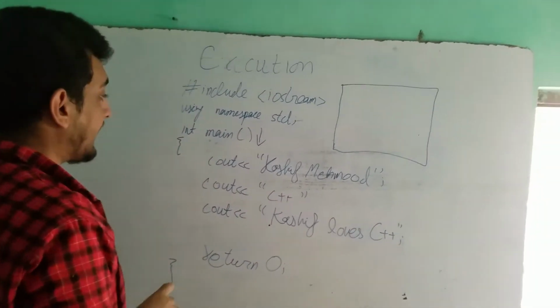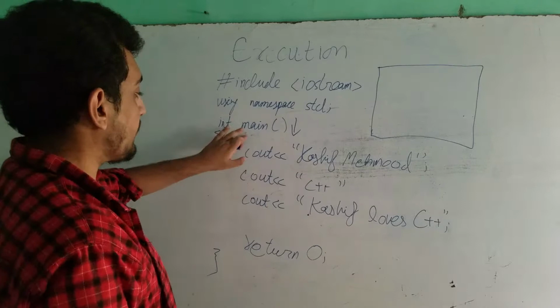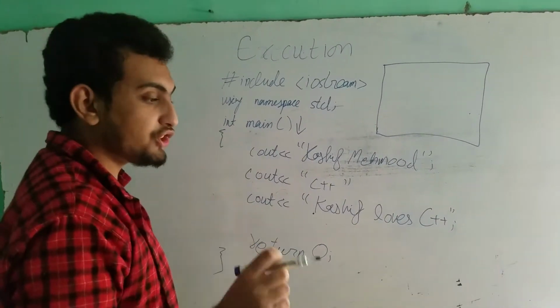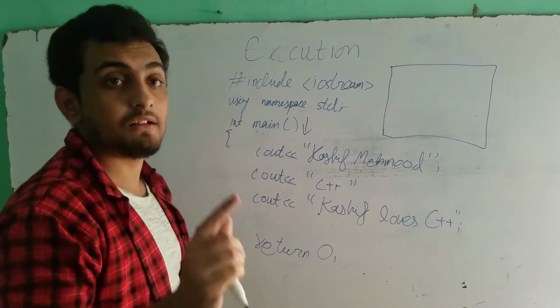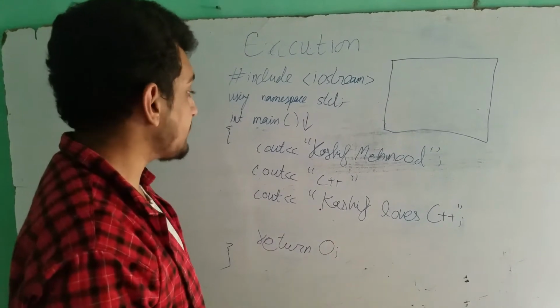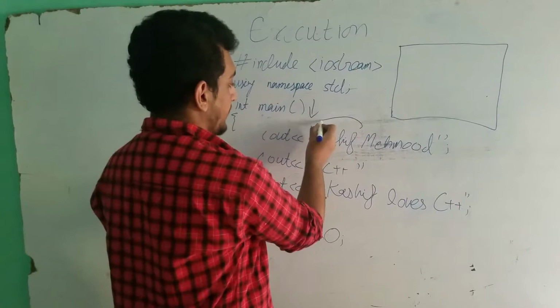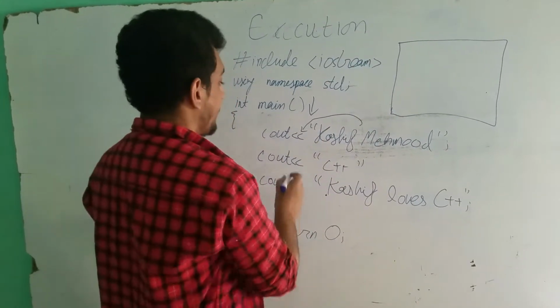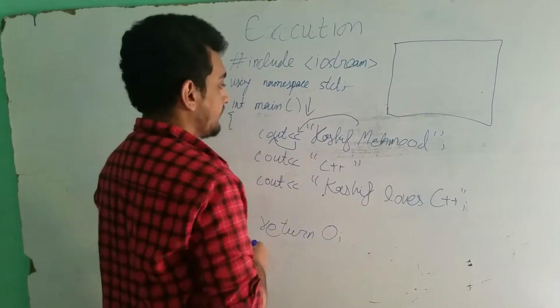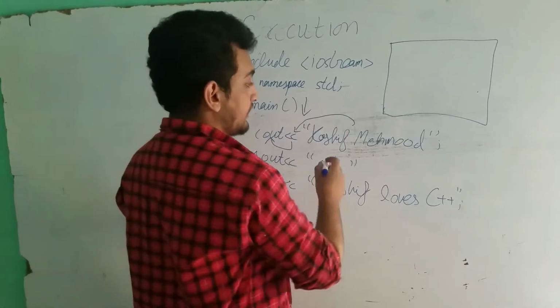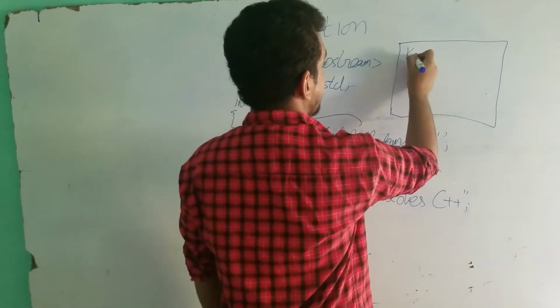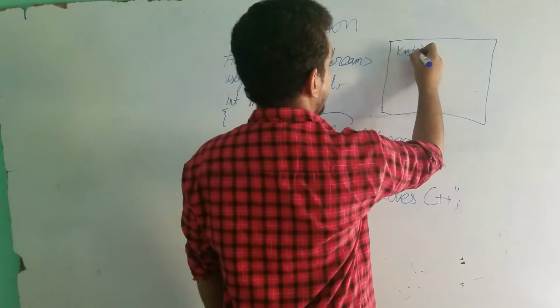So execution starts from here, and the execution is done line by line. So what does that mean? Let's see. So the string goes here and then goes here, and then cout displays the string. So it is displayed here.